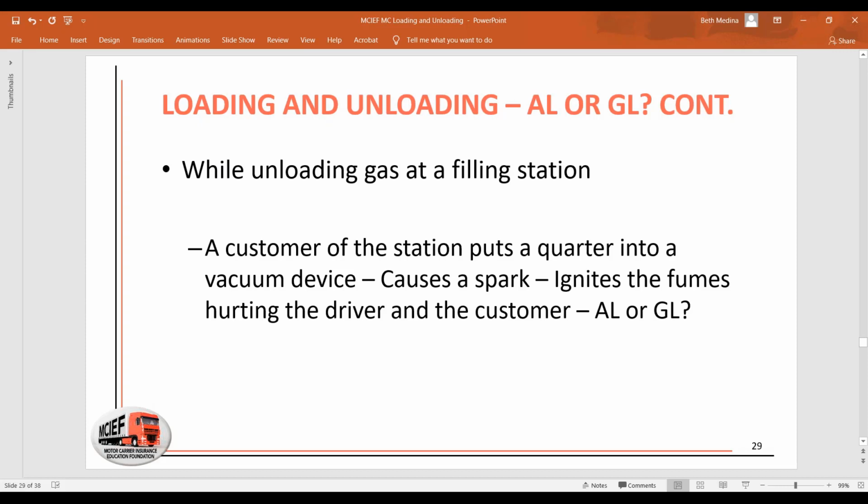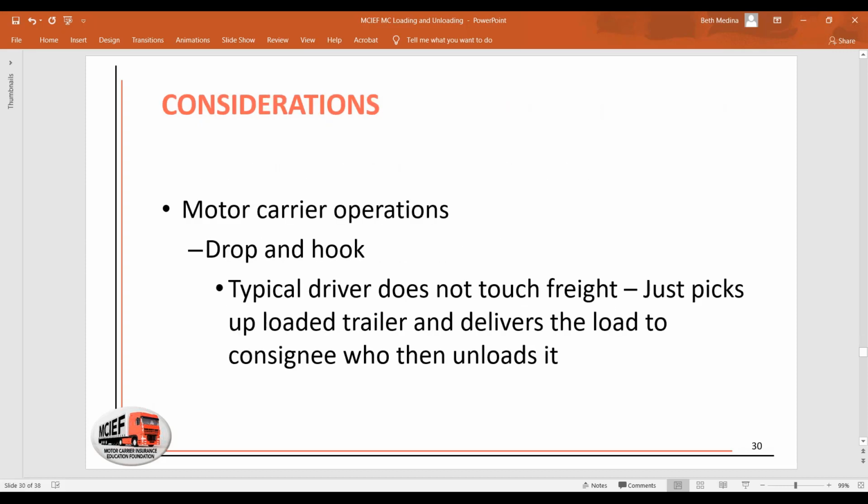Gray areas. Motor carrier operation, drop and hook. The typical driver does not touch freight, just picks up, loads trailers, and delivers the load to the consignee, who then unloads it. So there's very little exposure here. This would be the only type of risk that I would have any comfort not having a GL policy, even though I'm not comfortable with any risk not having it, but at least from the unloading perspective.